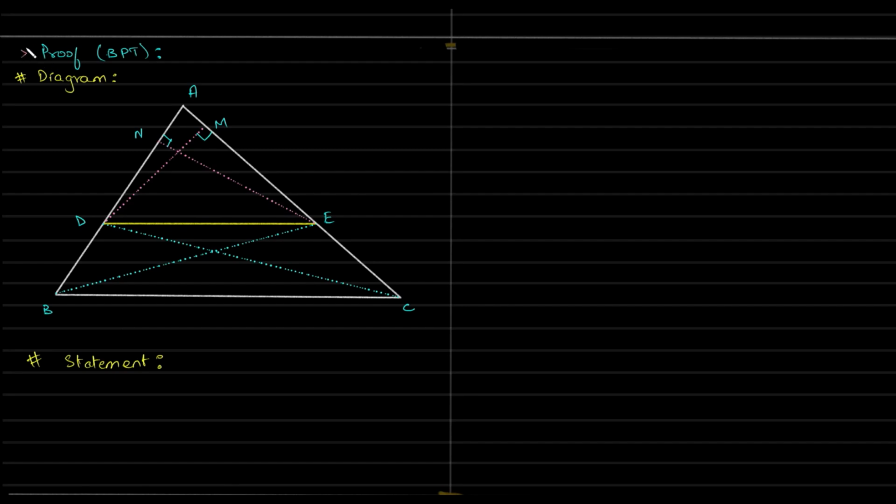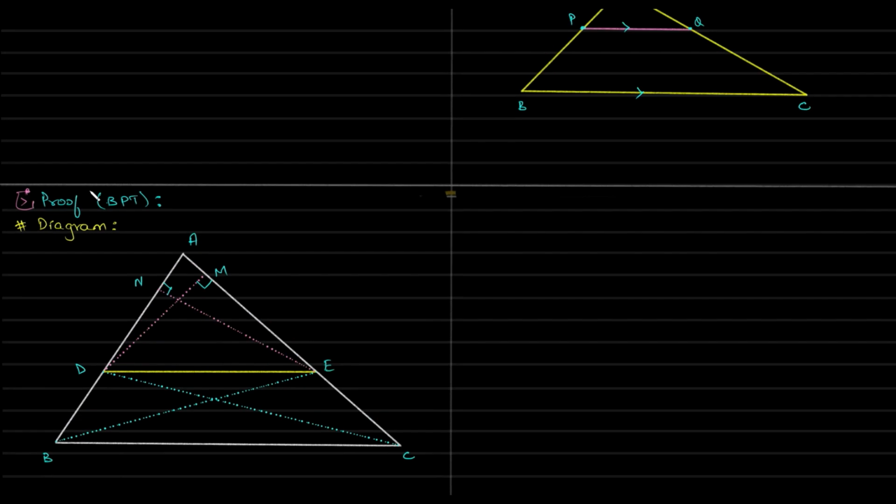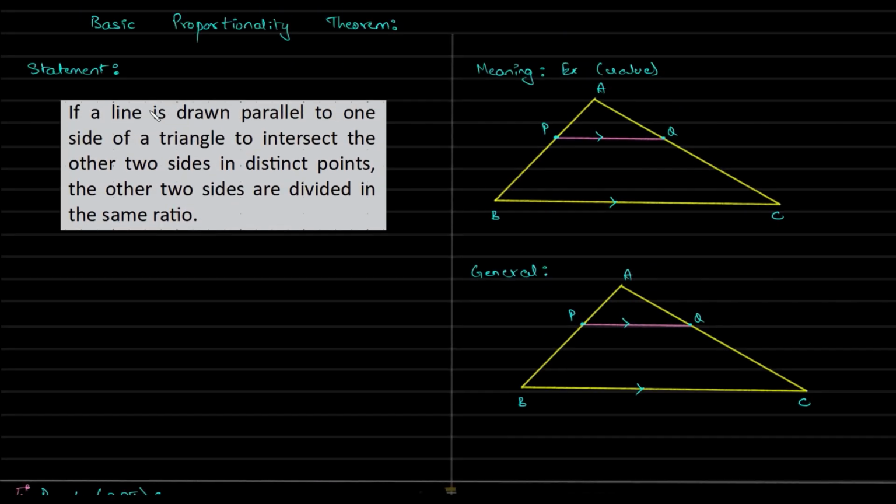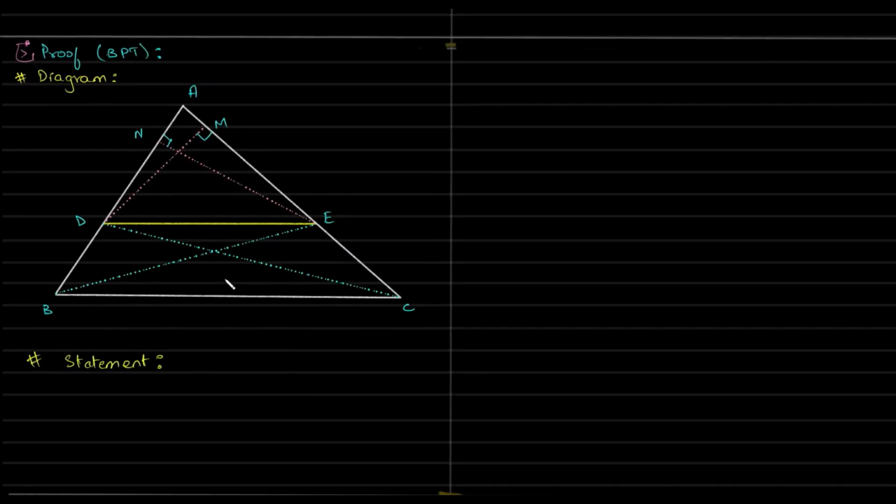The proof for BPT, right? So what does BPT state? We'll just have a recall. If a line is drawn parallel to one side of a triangle to intersect the other two sides in distinct points, the other two sides are divided in the same ratio. The parallel thing is important, and so are distinct and same ratio. So that's what we have over here, right?